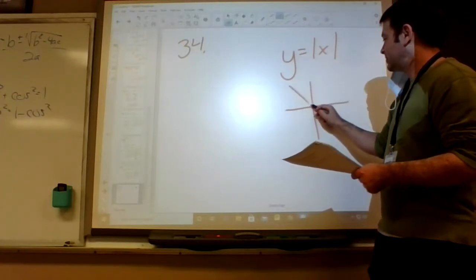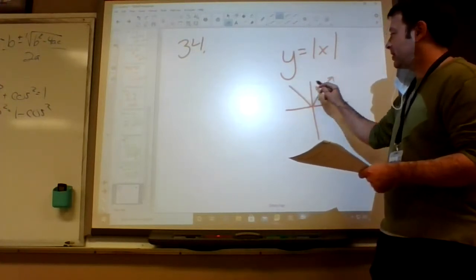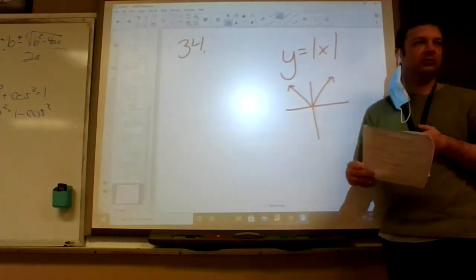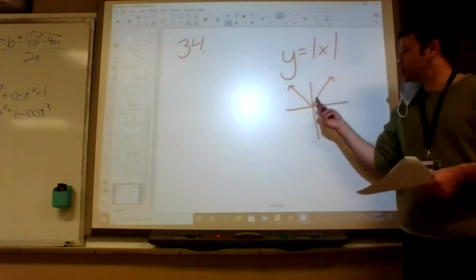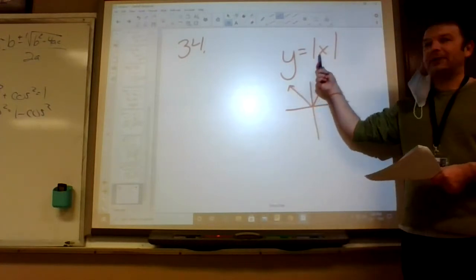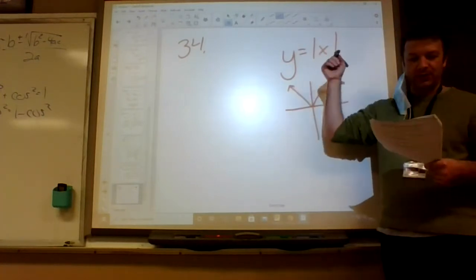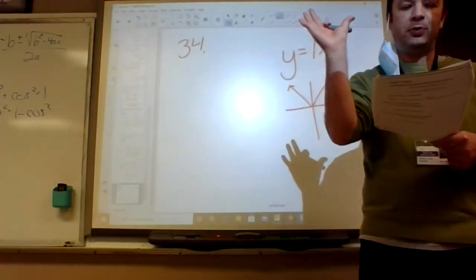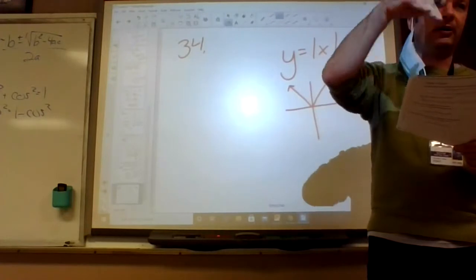Have we forgotten? Okay, it looked like a V shape. You guys remember that? It's chapter 4, probably a month or two ago. When you do absolute value of x, you get a V shape. So they're saying, what do we need to do to the equation to move the graph left 2 and up 5?